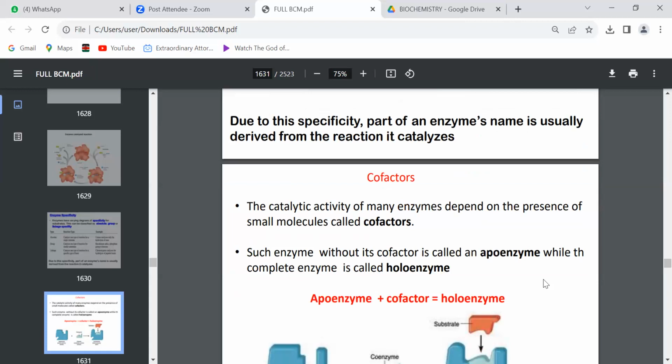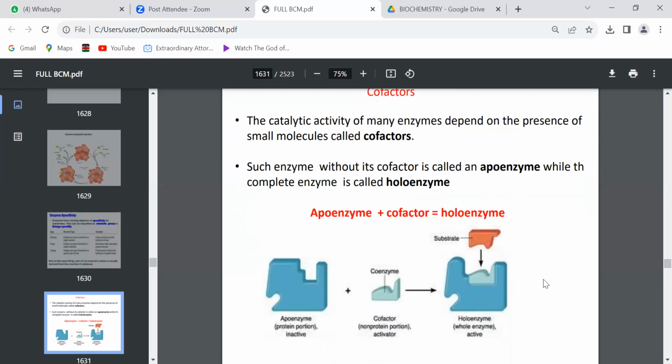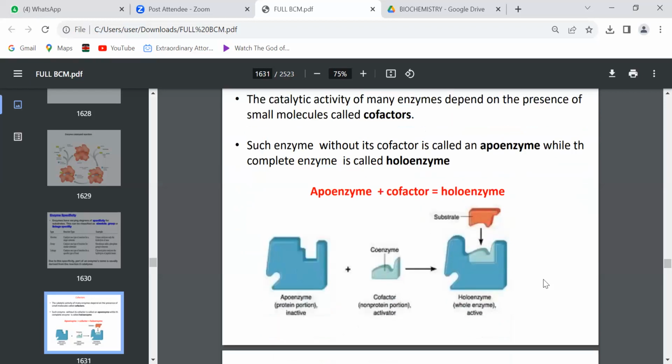Normally, an enzyme and a substrate bind, form an enzyme-substrate complex, and dissociate to form a product, and the reaction is reversible, it can go the other way around. But for some enzymes, they also need a cofactor to bind for the enzyme to be able to catalyze those reactions. So for such an enzyme, before the cofactor binds, it's called an apoenzyme. Then once the cofactor binds, it becomes a holoenzyme.